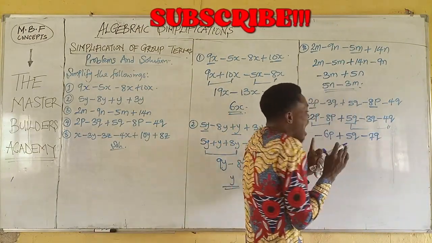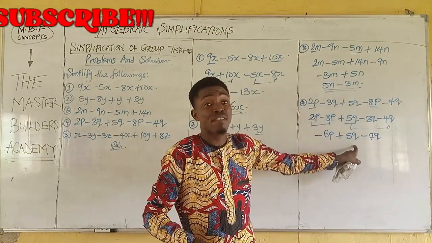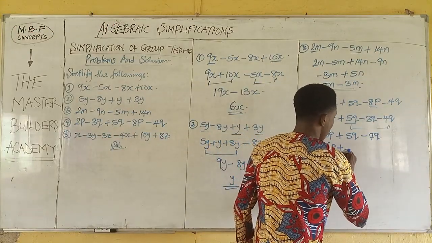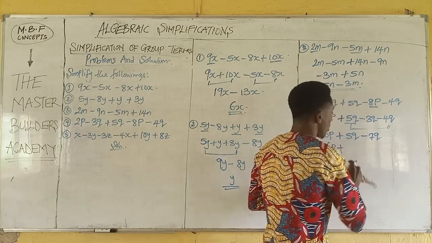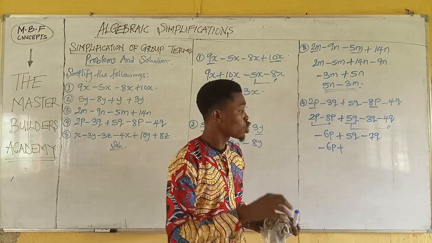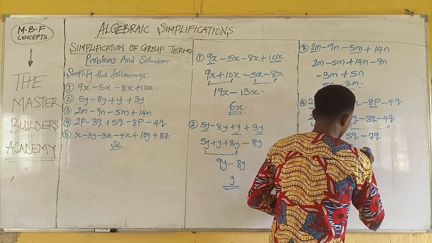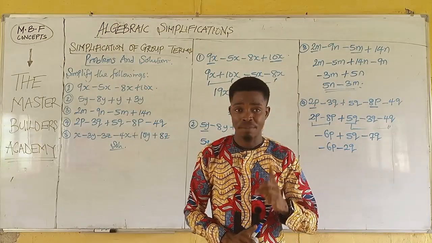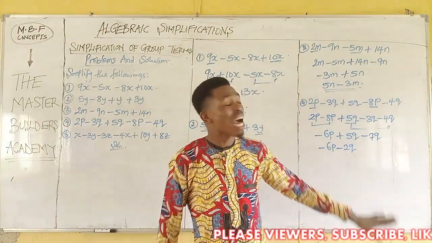Now, at this point, we still have two terms of Q, and we can remove 7Q from 5Q. When this is done, we are going to have minus 6P plus 5Q minus 7Q, which gives us minus 2Q. So guys, at this point, we will have minus 6P minus 2Q. Now, this is the answer to this question. But guys, understand that for some of us that are writing objectives, you may not have your answer here.